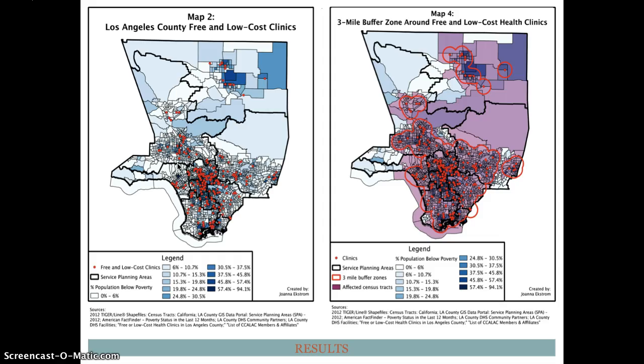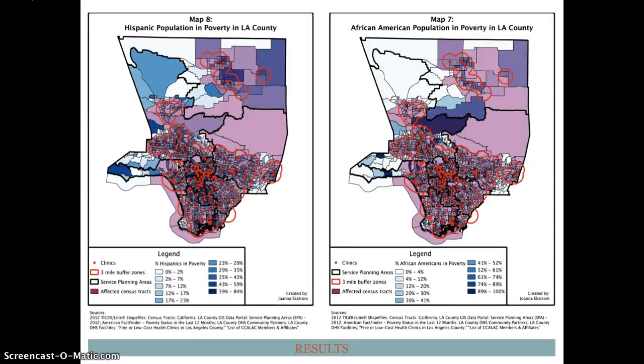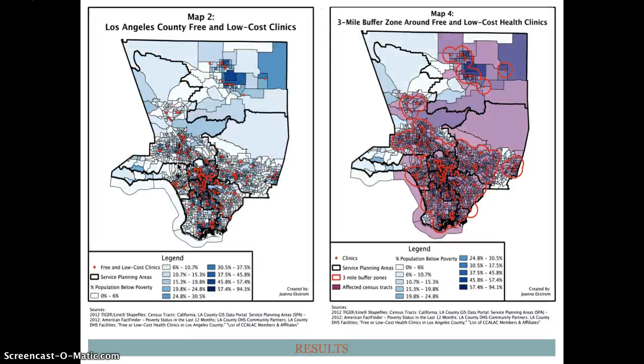So I have just a few of my maps here for my results. This first one shows the locations of free and low-cost clinics throughout the county, mapped on top of the poverty rates. And just taking a quick look, you can see that they do look like they're mostly located in places with higher rates of poverty, but there are still large parts of the county with few or no health clinics available. And then map 4 here shows 3 mile buffer zones around the clinics and the areas that are impacted by those buffer zones.